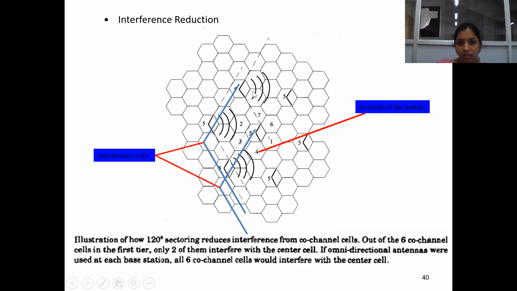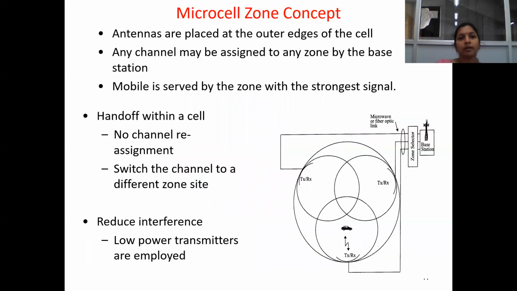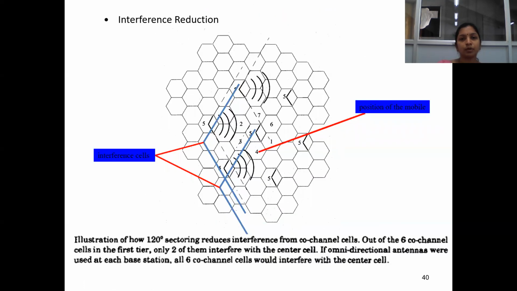The radiation pattern of the other co-channel cells is going in other directions, so the possible interfering cells for this cell are only these 2 back cells. So with sectoring, the number of co-channel cells which we previously assumed as 6 is reduced from 6 to 2. Obviously the co-channel interference reduction factor will be improved. This is the main concept of sectoring, where we use directional antennas instead of omnidirectional antennas.